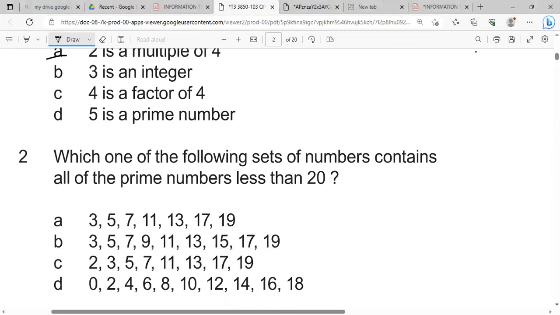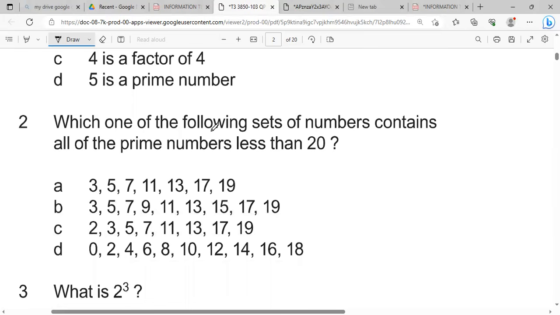Number 2 says, which of the following sets of numbers contains all of the prime numbers less than 20? This does not include 2. This includes 9, so it has to be C: 2, 3, 5, 7, 11, 13, 17, and 19.